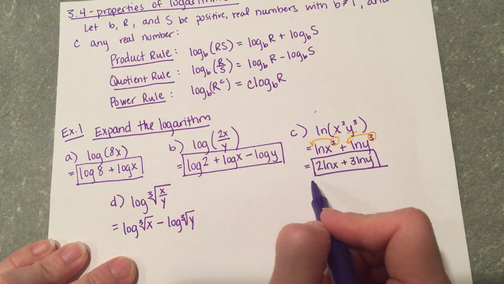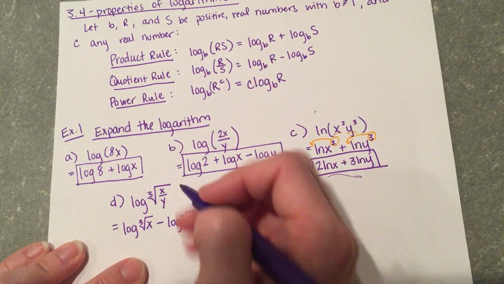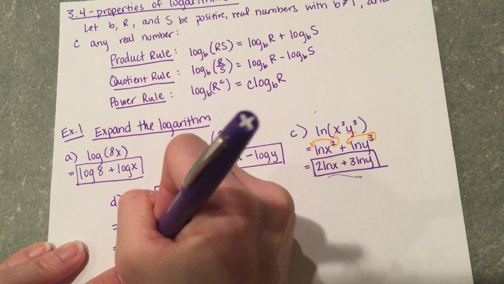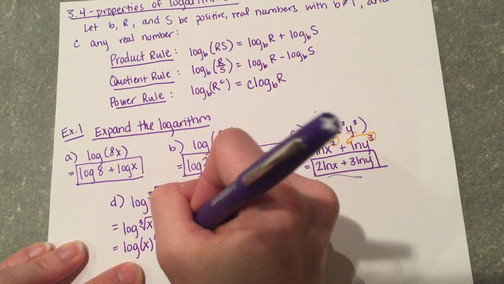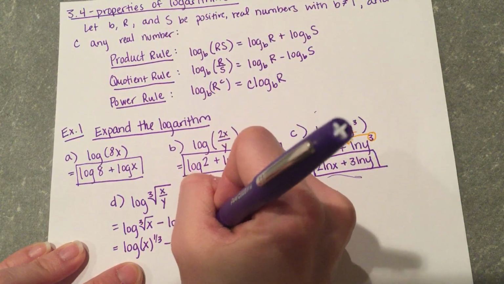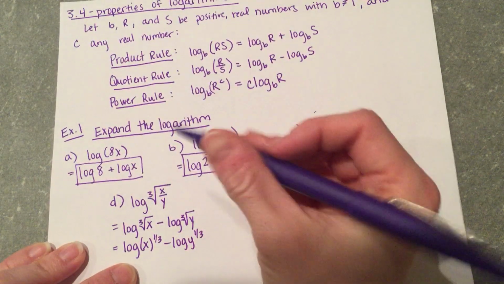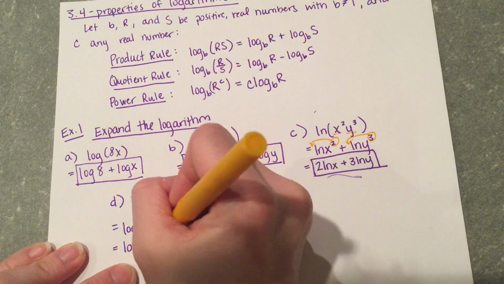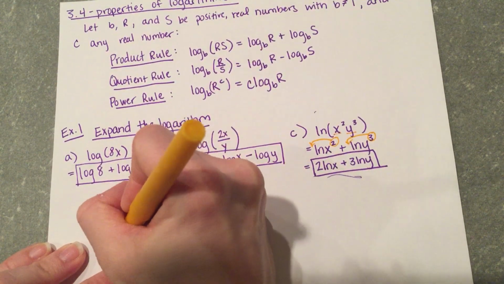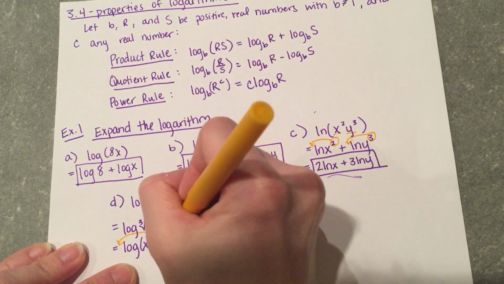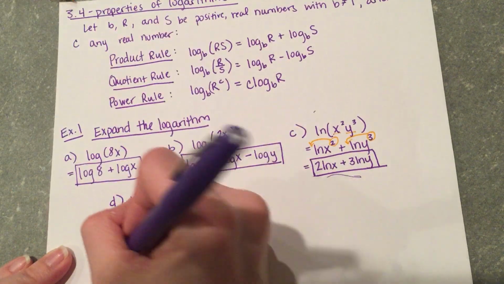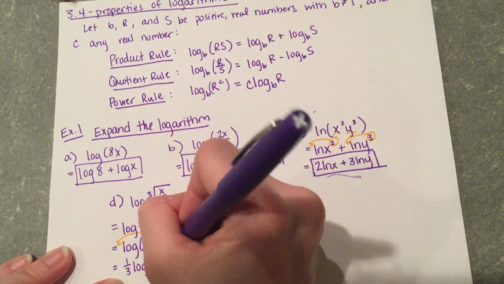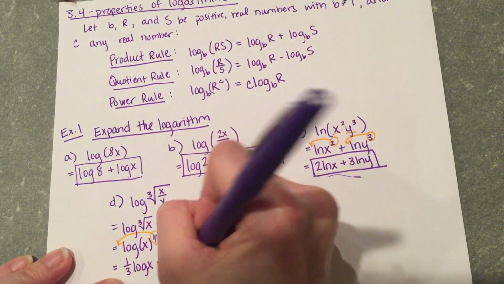But just like how I don't want an exponent in my final answer, I also don't want a cube root. So the cube root would be the same thing as the 1/3 power, right? So I'm going to take both of these 1/3, sorry, and move them to the front of their logs. So final answer here will be 1/3 log x minus 1/3 log y.